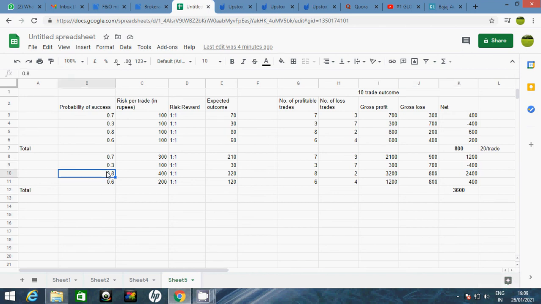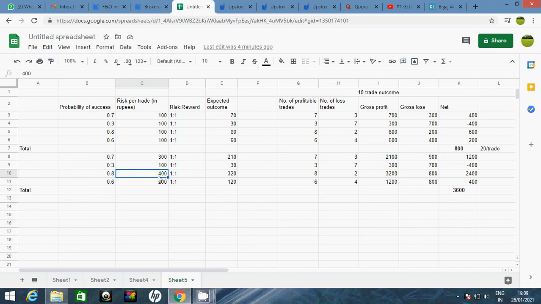In the next scenario, we have 80% probability of success. These setups are the most important setups in your trading system. So we want to bet the highest on these setups. So here risk per trade is more, because you want to bet higher, you take more risk and you take a bigger position size and you risk more money on this.